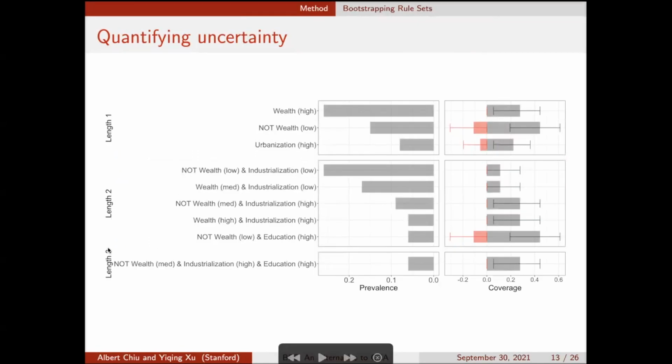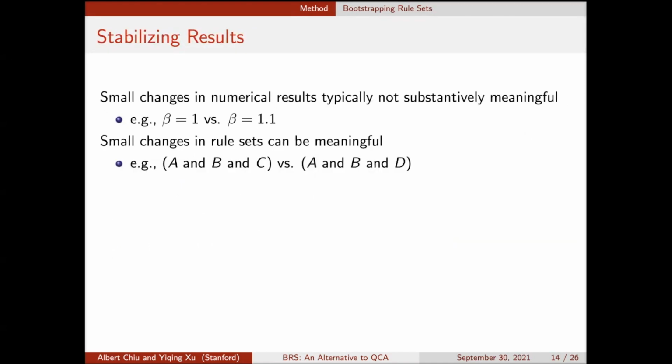For example, here on the left, we have prevalence. You can also plot coverage. On the right, we have coverage. And you can also plot the 95% confidence intervals for coverage. And so we see, for example, that for these two rules, the confidence interval for coverage actually includes 0, which again, might give us an idea that these are just spuriously significant. They're just in our rule set because we got kind of a bad sample.